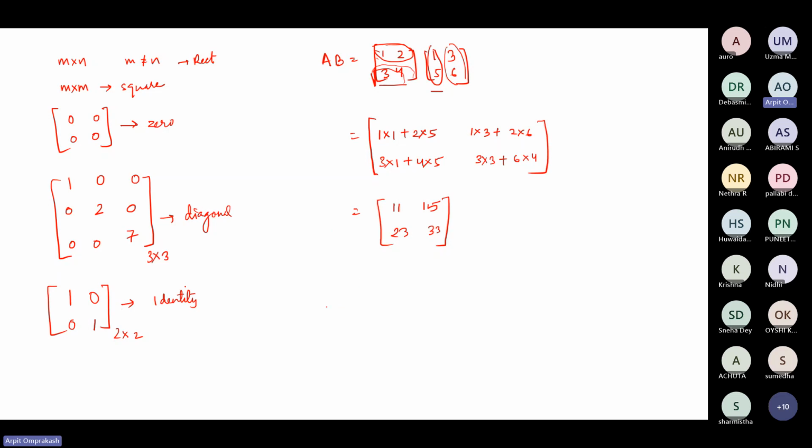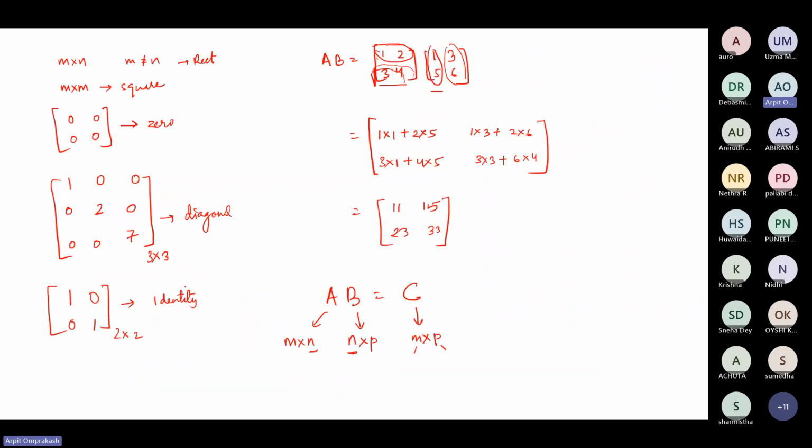In general, if you are multiplying a matrix A with B to get another matrix C, and the dimensions of your matrix A are M cross N, the dimensions of your matrix B should be N cross something. So the number of columns in A should always match the number of rows in B. Otherwise, you can't multiply these two matrices. Let's say B is N cross P. The result of this multiplication, the matrix C, will have the dimensions M cross P. So it'll have M rows and P columns.